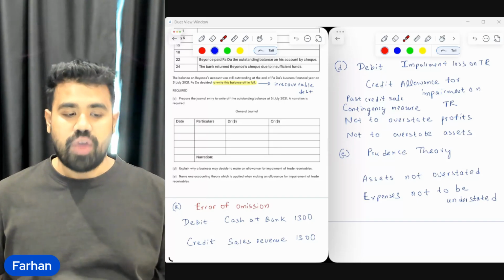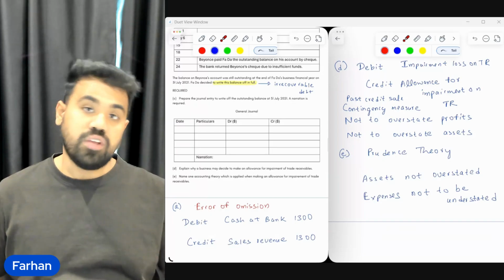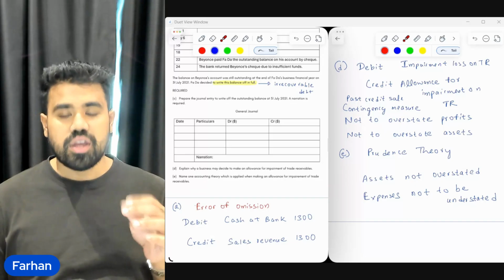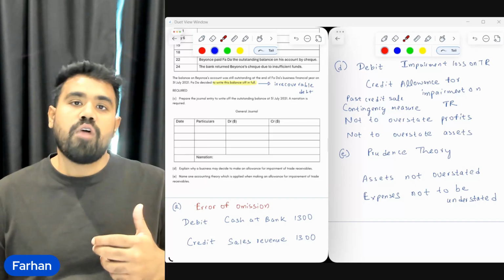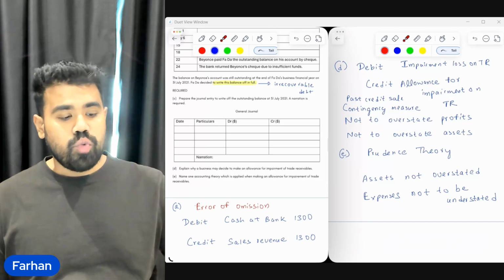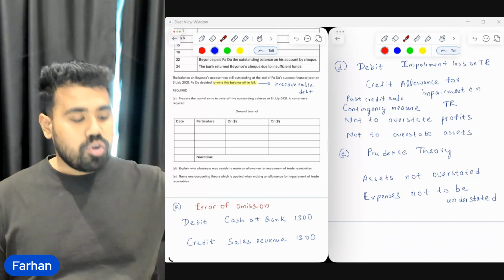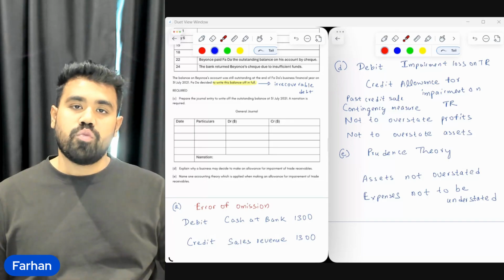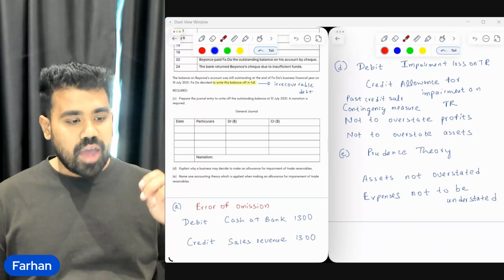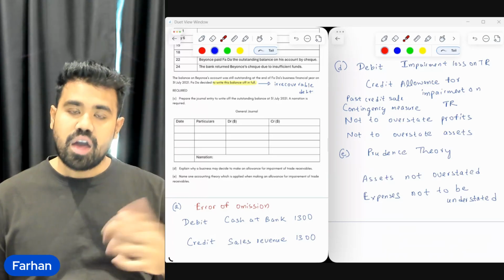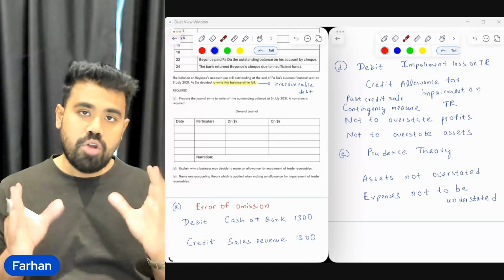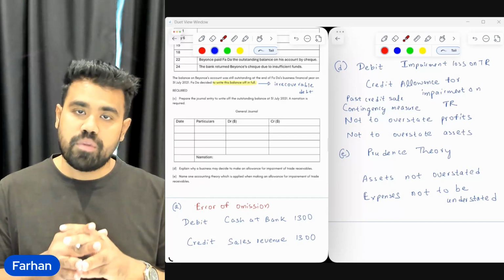Allowance for impairment of trade receivables is a contingency measure that the business takes, and this measure is mainly taken because of our experience with credit customers in the past, where we have seen that not all of the credit customers would be willing to pay their debts off in time. So obviously, as a business, we must take a contingency approach where we prepare this contra asset account known as the allowance for impairment of trade receivables account.